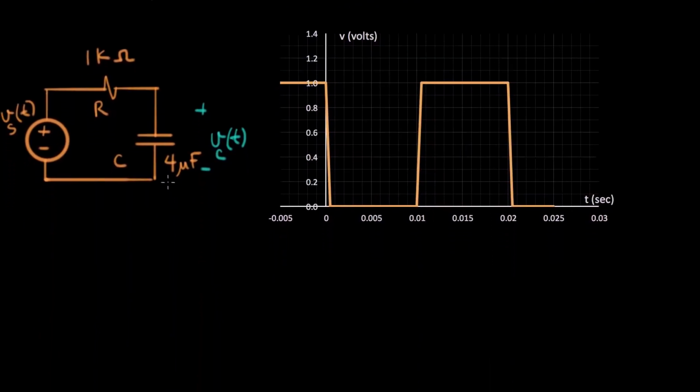Now the change here is 4 microfarads. This is still 1K, and this is 4 microfarads. So RC, let's do it again real fast. RC equals 1K times 4 microfarads, and that equals 4 milliseconds. So now I know that the time constant is 4 milliseconds.